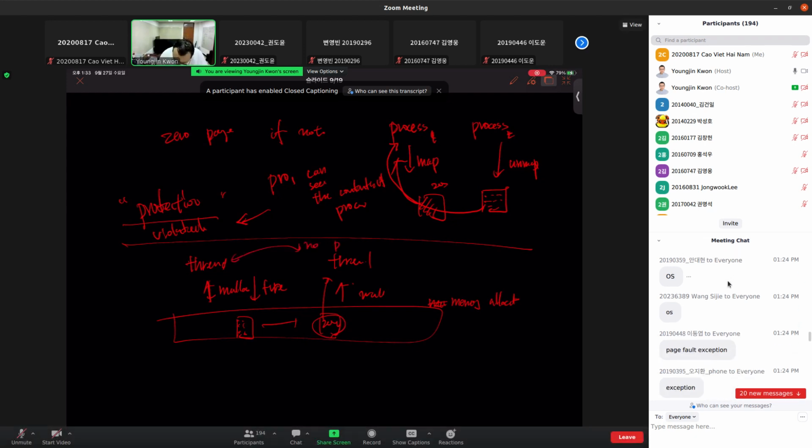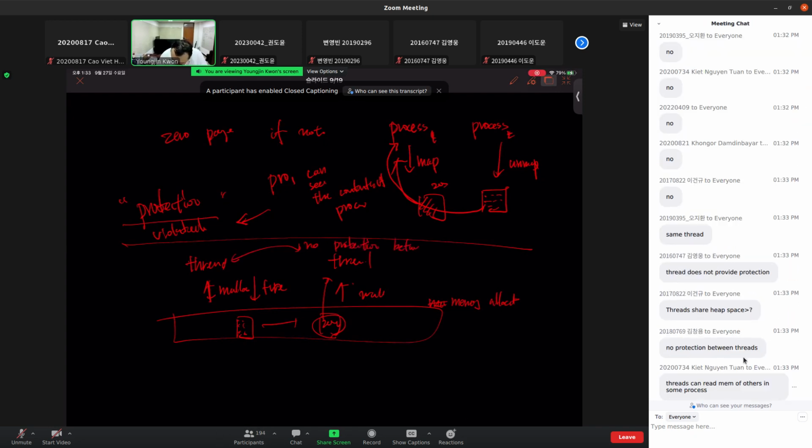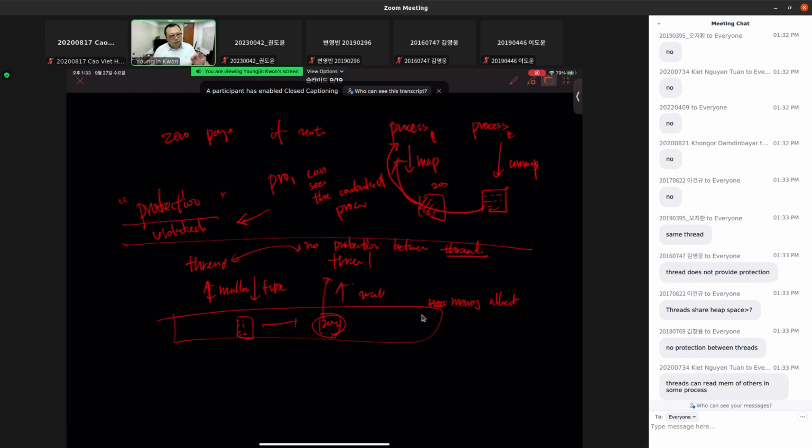There's no protection between threads. Okay. Therefore, it's okay. This design does not violate fundamental protection requirements. All right. Someone asked a question.